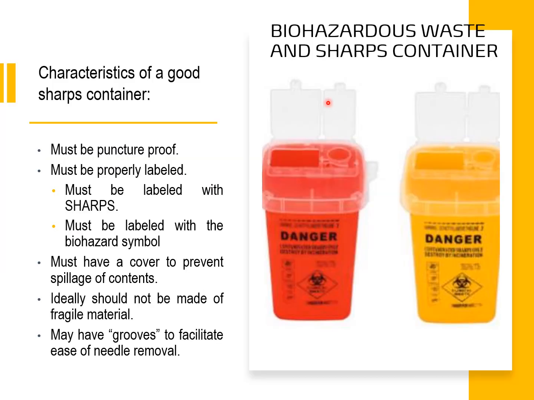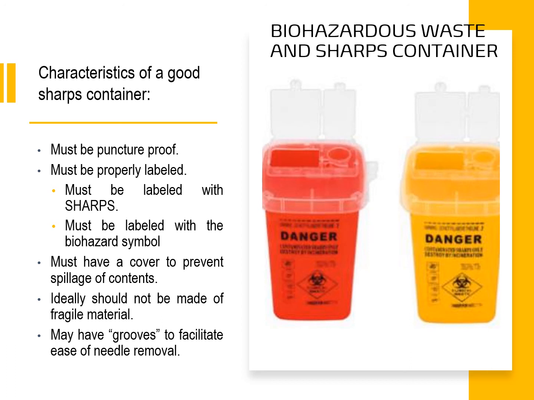Lastly, we have our biohazardous waste and sharps container. So these are our sharps container, the red colored one and the yellow colored sharps container. And maybe you have seen these containers inside the lab when you had your blood collected for the hepatitis test. Okay, so we usually use the sharps container in disposing our used needles after collecting samples from our patients. So we have here the characteristics of a good sharps container. Number one, it must be puncture proof, which means when you discard your sharps inside the container, it does not create a hole on the wall of the container.